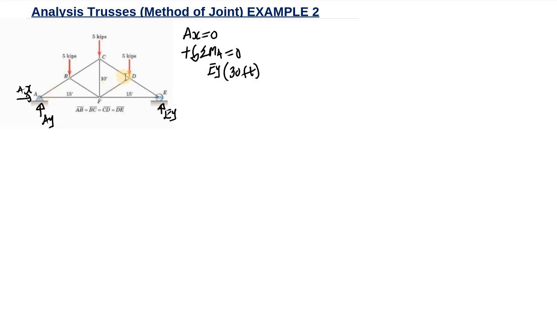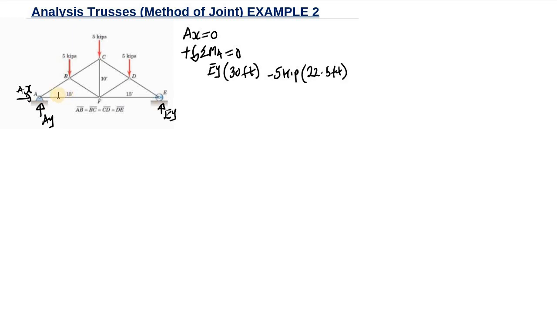Then we have 5 kip. So if we apply 5 kip at joint D relative to A, it's going to try to rotate this in a clockwise direction. So meaning our value is going to be negative, okay? So the counterclockwise direction is positive, while the clockwise direction is negative. So this is going to be negative 5 kip, then multiplied by the distance. The distance is going to be half of 15 feet, which is 7.5 feet, plus 15 feet, which is going to give us 22.5 feet. So this is multiplied by 22.5 feet.